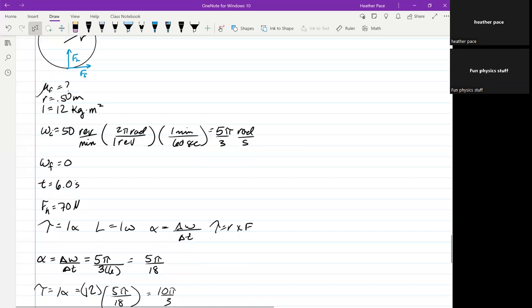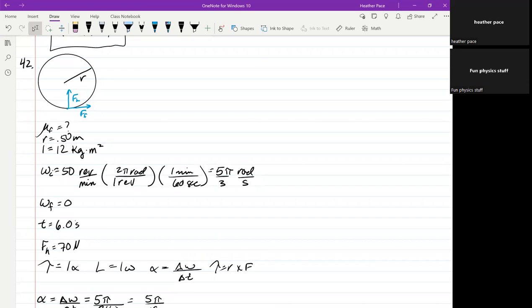All right, so we write our little force diagram, and we always write what we're looking for. We are looking for the coefficient of friction, mu. Write down what we know. We've got R and we've got I. We've got omega, but we're going to change omega right away. Omega is 50 revolutions per minute. We're going to change that to radians per second, and we get 5 pi over 3 radians per second.